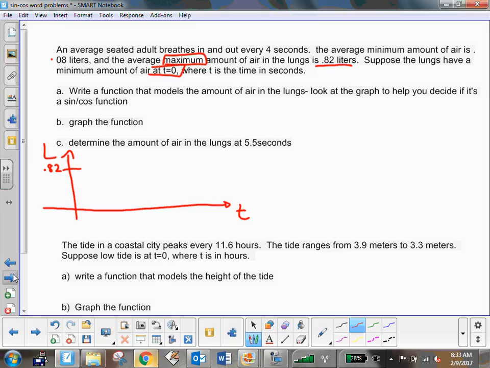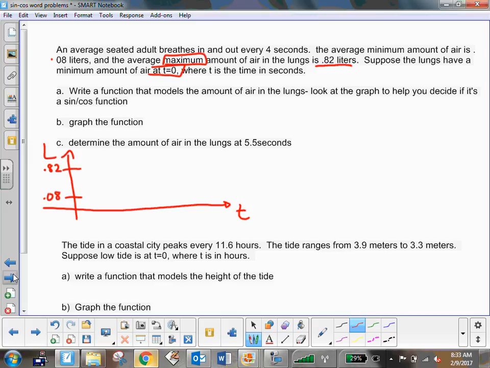And the minimum amount of air that we have is 0.08. So what's that going to be? That's our lowest amount, right? So that's as low down. So we're just going to go here and go 0.08. So I need to figure out my center line, because that's going to be my vertical shift, isn't it? So where is this center line going to fall?